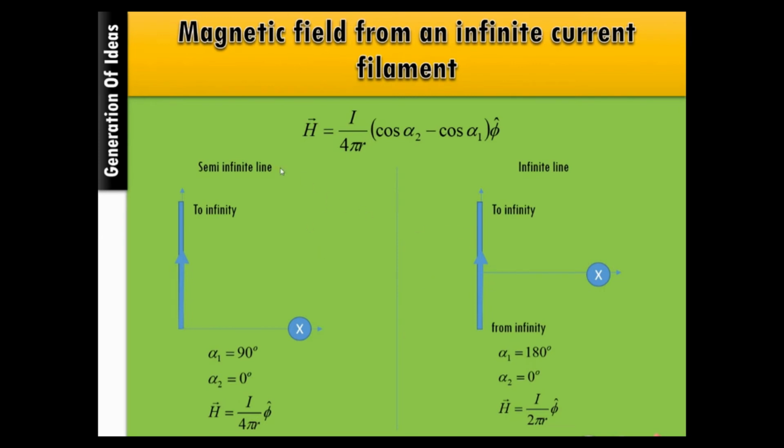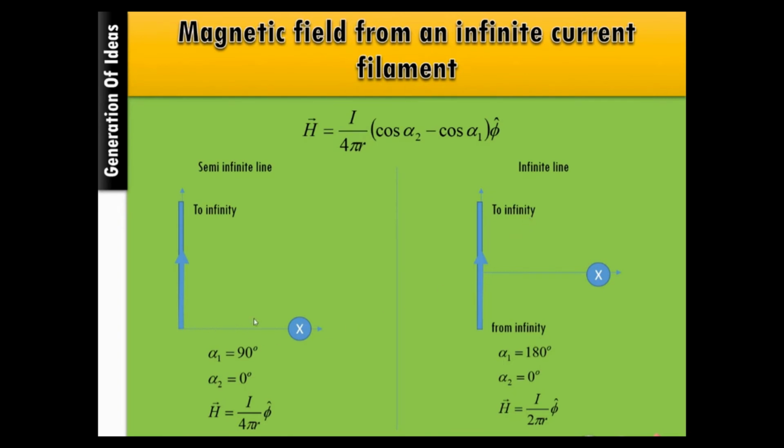In this case, we will have two categories. The first one is the semi-infinite line. Semi-infinite line means that you know the starting point, maybe it's at zero, but you don't know when it stopped, or it stopped at infinity. We have the second category, which is the infinite line. An infinite line starts from negative infinity and ends at positive infinity.